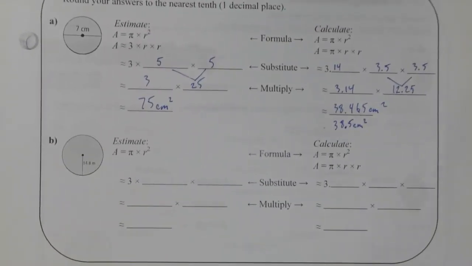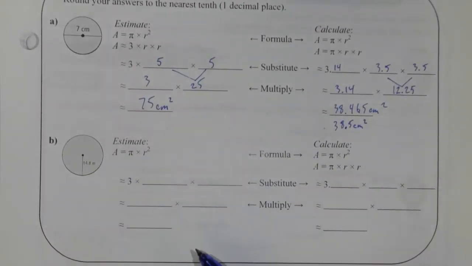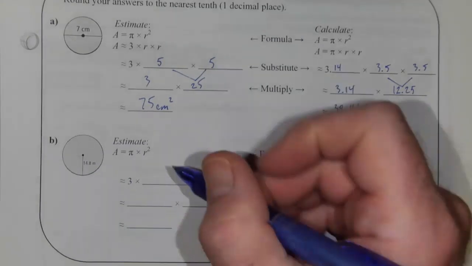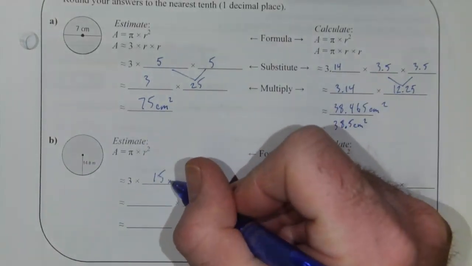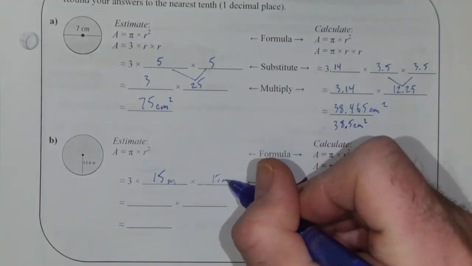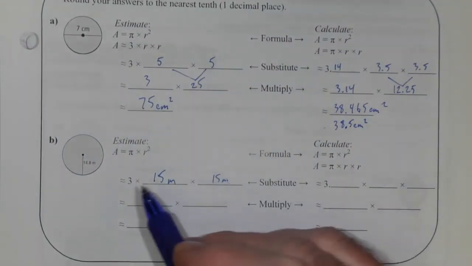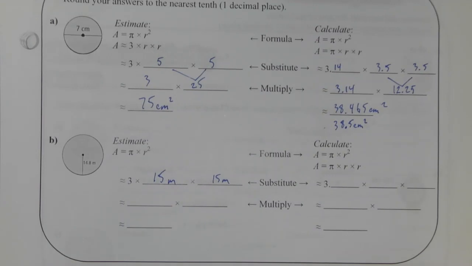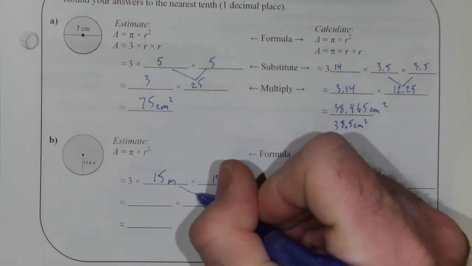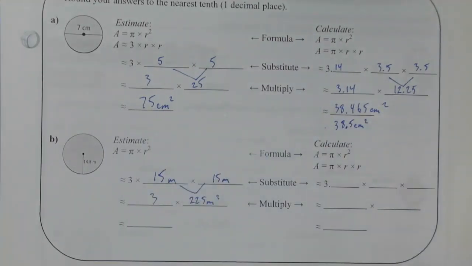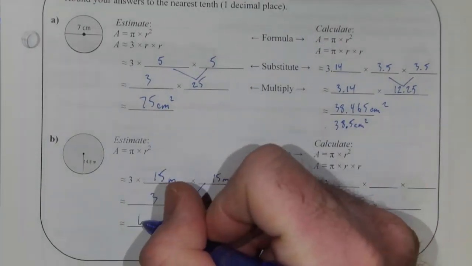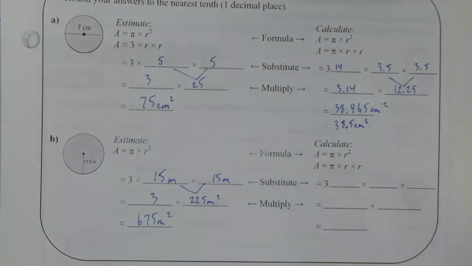Let's have a look at part B. Pi r squared. Radius here is indicated as 14.8 meters. For my estimate, I'm going to use 15 meters. 3 instead of pi, and then 15 meters times 15 meters. Well, 15 times 15 is 225 meters squared. And I'm multiplying that by 3, so I have 675 meters squared as my estimate.